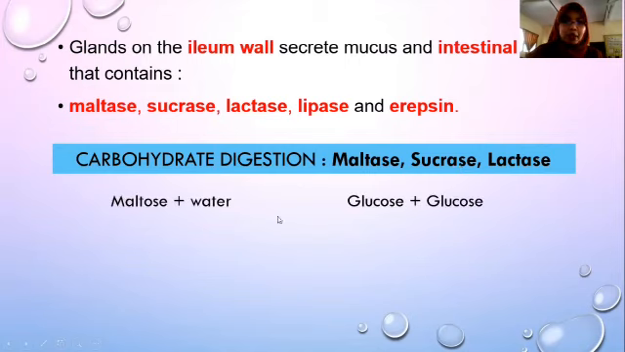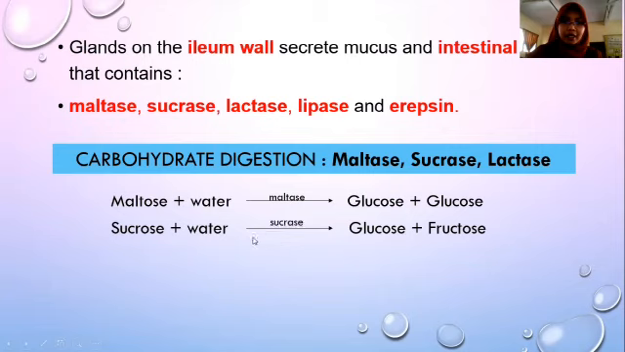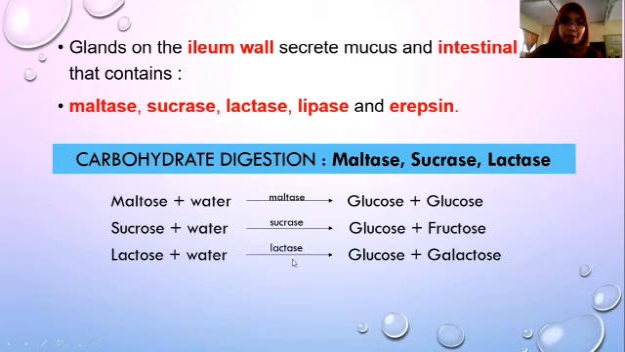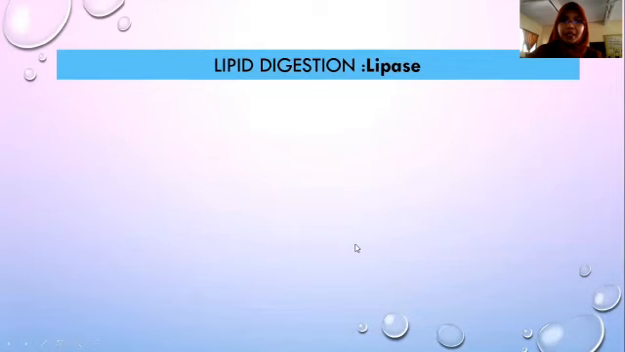Maltase will hydrolyze maltose. So maltose plus water will form glucose plus glucose. And then the enzyme sucrase acts on sucrose plus water, so it will form glucose plus fructose. And the last one, lactose, by the enzyme lactase, will form glucose plus galactose. So this is what happens in the ileum.